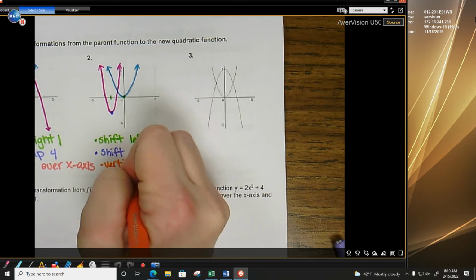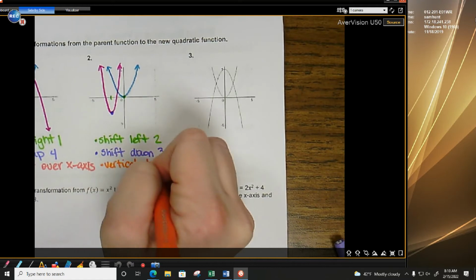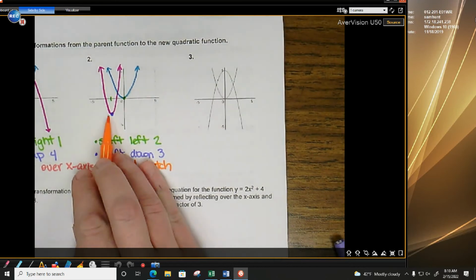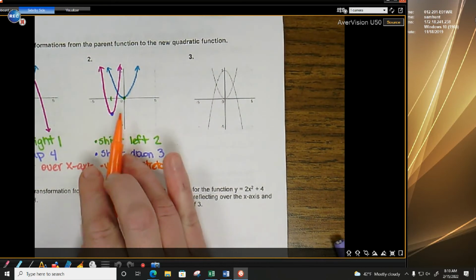Guys, are we seeing that this is really just compare and contrast? Look at 2 pictures, see how they're different. The major thing you need to pay attention to is which one you are starting with and which one you are finishing with, okay? Because if I start with this one and I say shift right 2, shift up 3, that's wrong. I'm starting at my parent function. So you have to make sure you're starting at the correct function, okay?